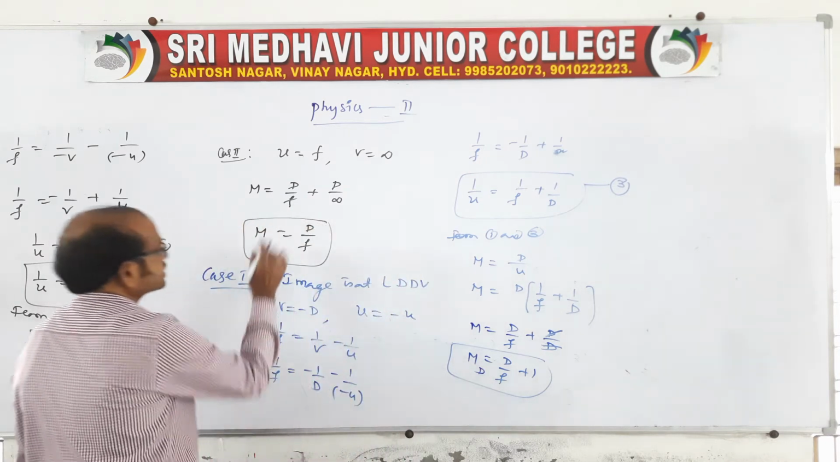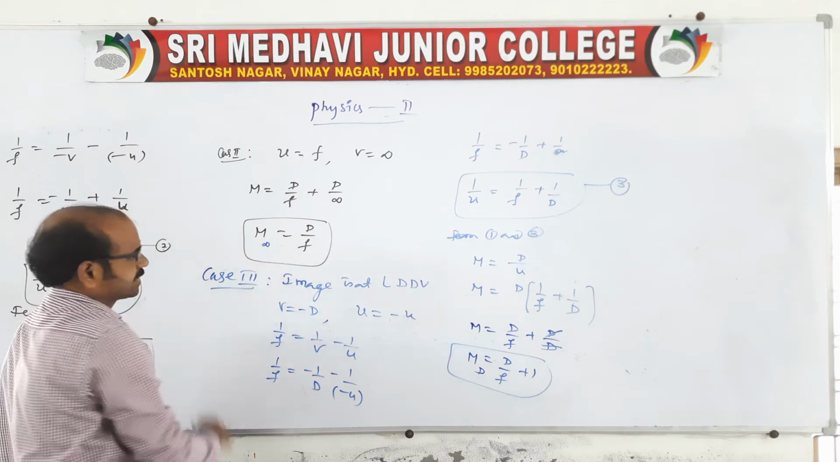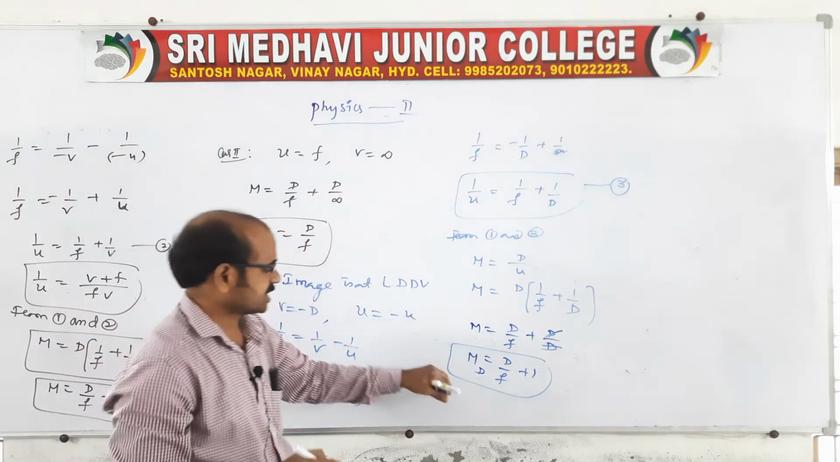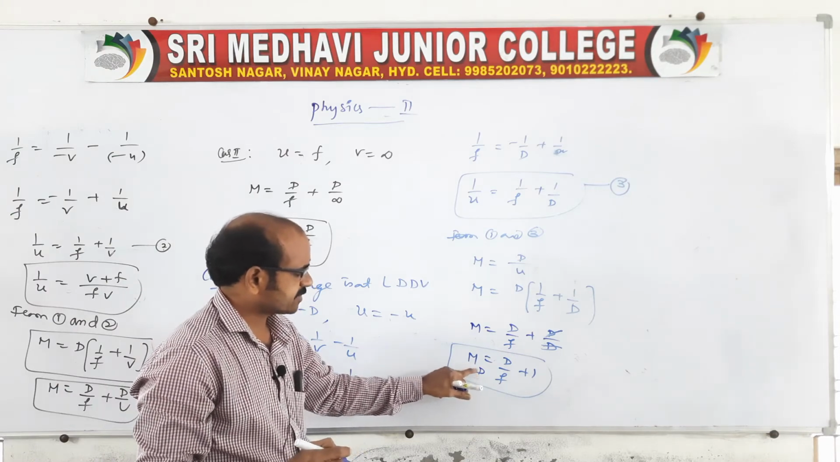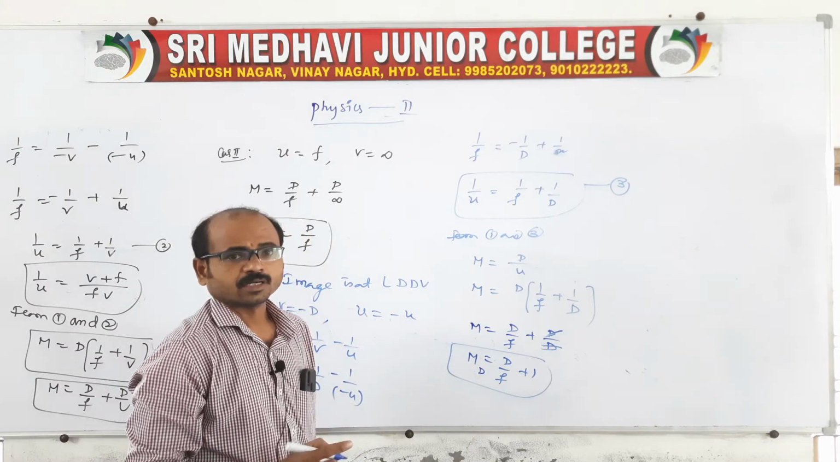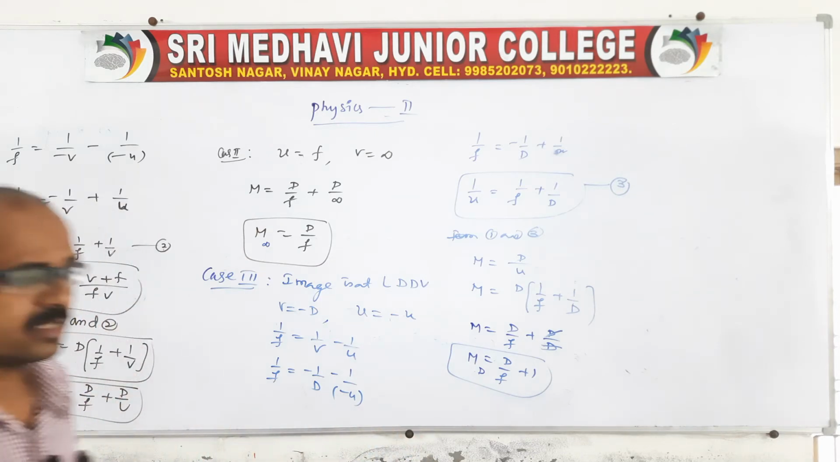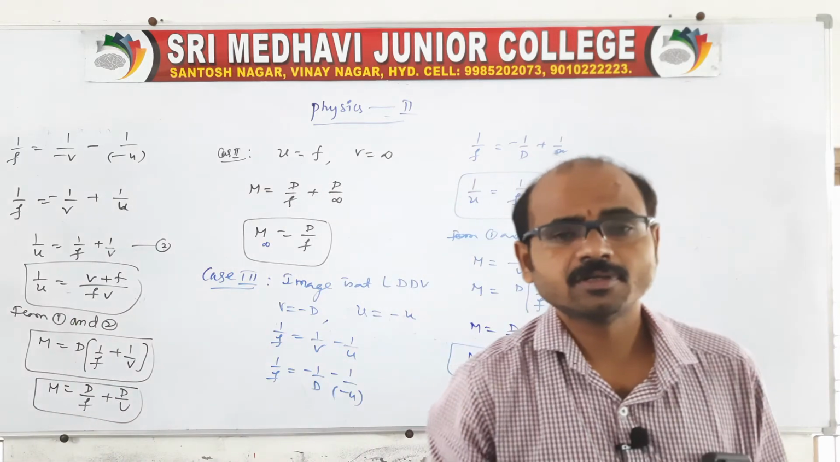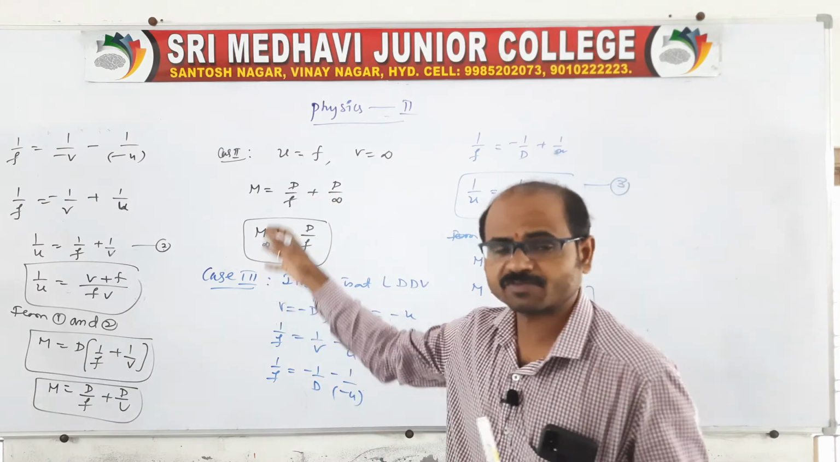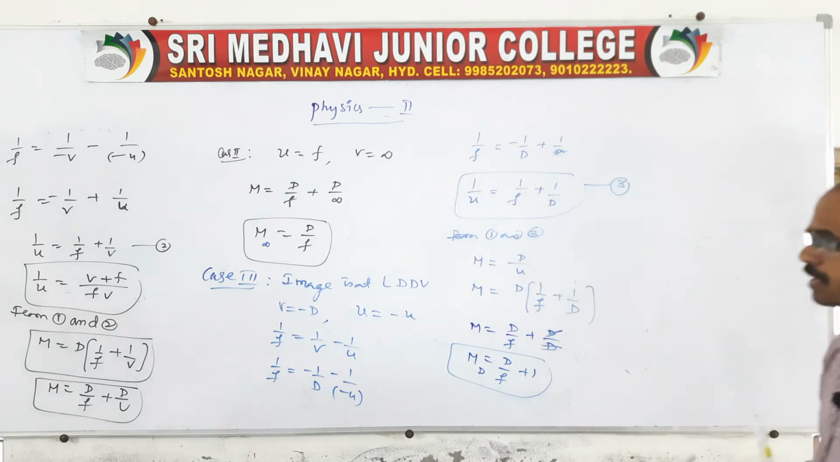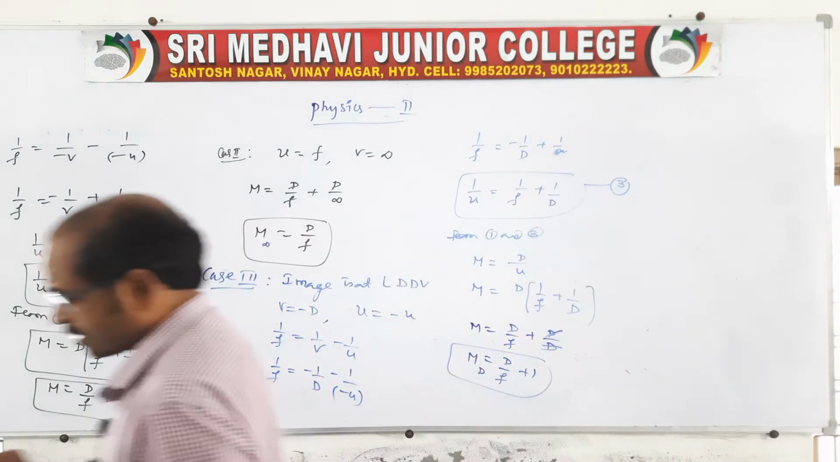We can call this the magnification when the image is formed at the least distance of distinct vision. When the image is formed at infinity, we have the magnification for the infinite distance, and this is the magnification for the least distance of distinct vision. Clear? These are the 3 cases. If you remember this, it will help you in the calculations. We have problems also. Suppose you go through all this, then you will ultimately get the problems. So this is related to what?